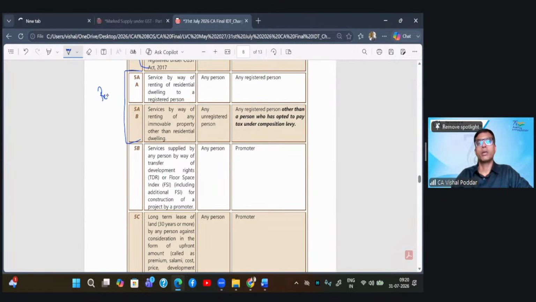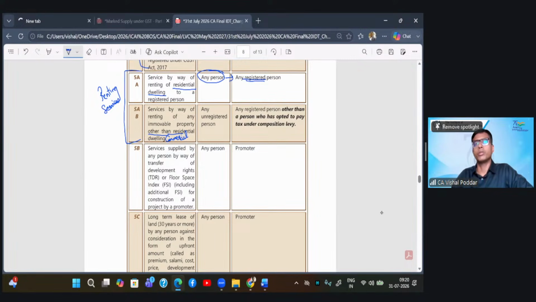Now again, both these are renting services. Now in this, there are two categories. Whether what you have given on rent, is it a residential place or it is a commercial place. Now here they are saying other than residential. So let me call it as commercial. So when you are giving your flat or bungalow on rent, RCM will apply where supplier is any person, but recipient should be a registered person. So only in this case, the tax is payable under RCM.